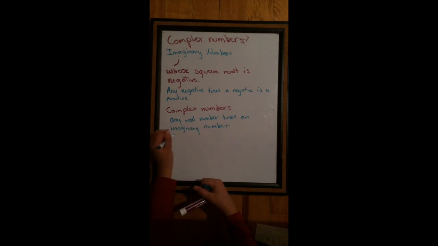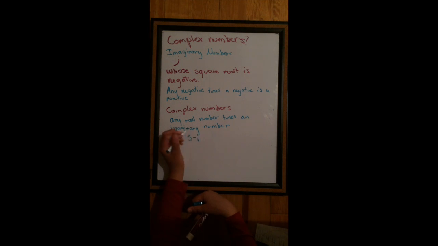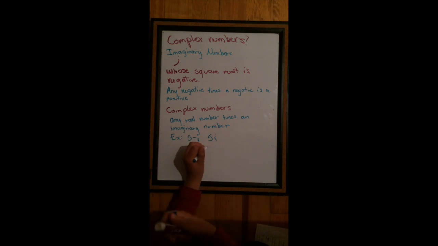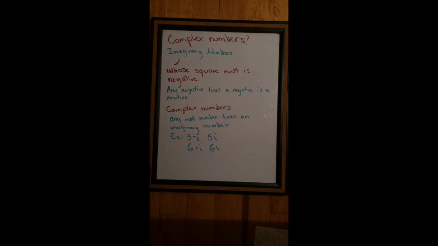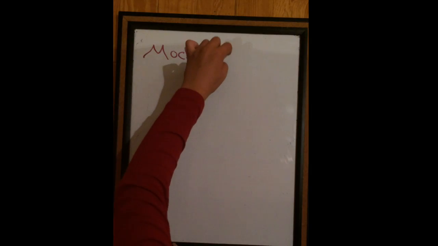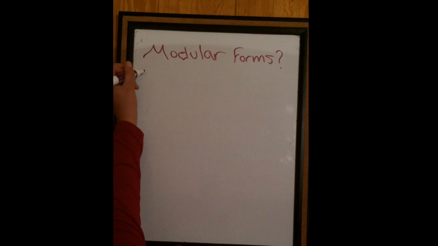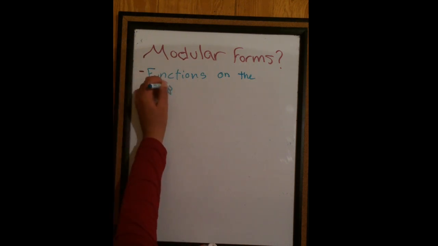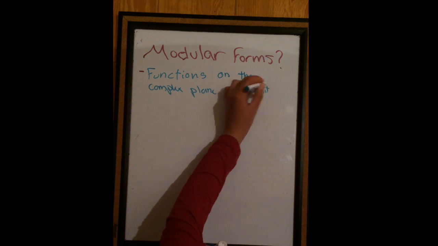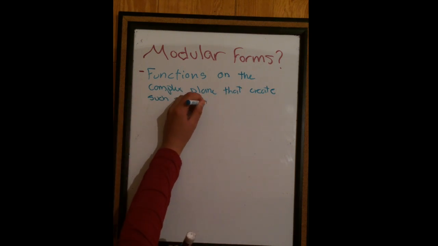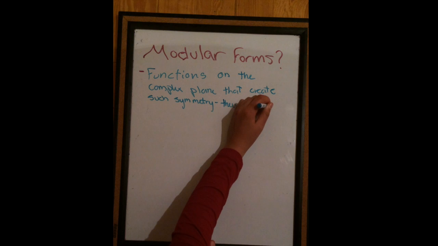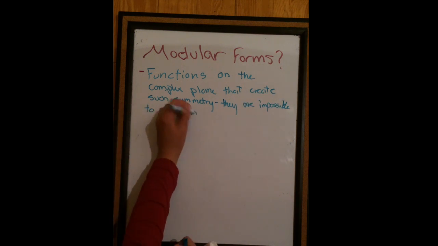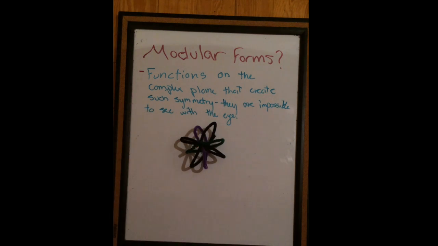For example, 5 minus i, or 5 times i, or 6 plus i, or 6i. So to restate, modular forms are functions on the complex plane that create so much symmetry they are impossible to see with the eye. Here is my representation of a modular form.